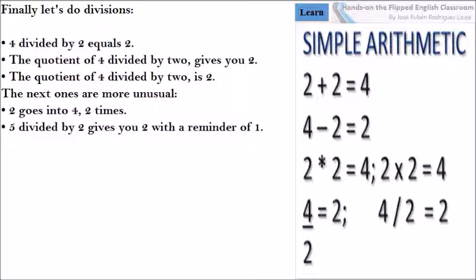Finally, let's do divisions. 4 divided by 2 equals 2. The quotient of 4 divided by 2 gives you 2. The quotient of 4 divided by 2 is 2. The next ones are more unusual. 2 goes into 4 2 times. 5 divided by 2 gives you 2 with a remainder of 1.